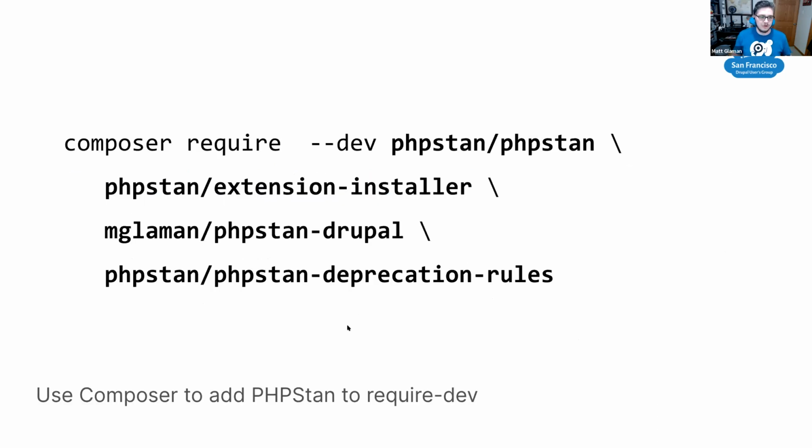So this is the basic command. You do composer require --dev phpstan/phpstan, and then phpstan/extension-installer, then mglaman/phpstan-drupal, and then phpstan/phpstan-deprecation-rules. Again, it's a lot to add, but this is a one-time step. And that will give you PHPStan in your require-dev.